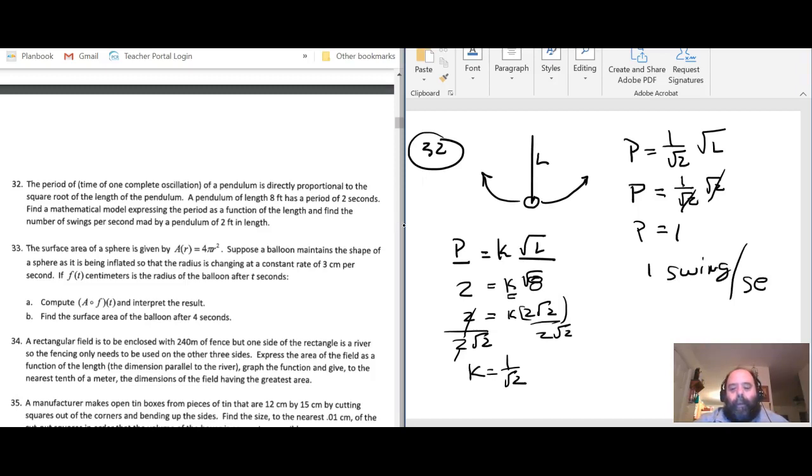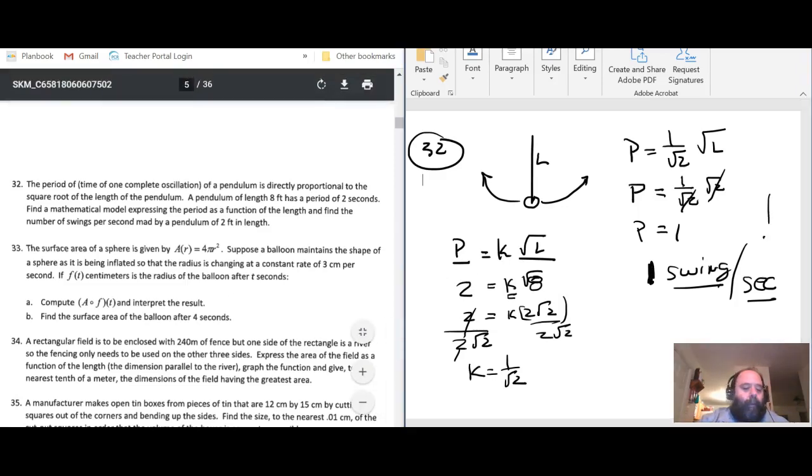So the problem's trying to be a little tricky because the period is number of seconds per swing, but because it's 1, the reciprocal of 1 is still 1 swing per second. So there you go. That's problem number 32.